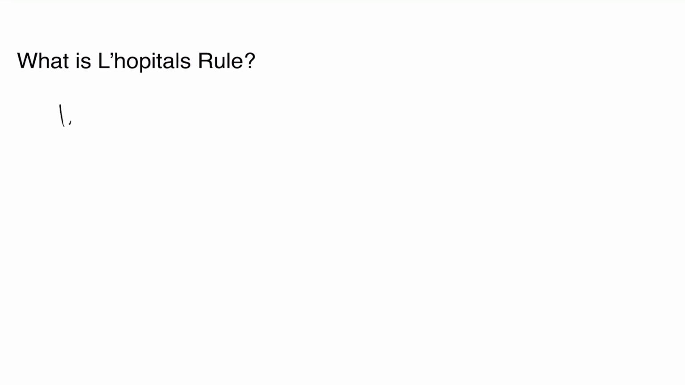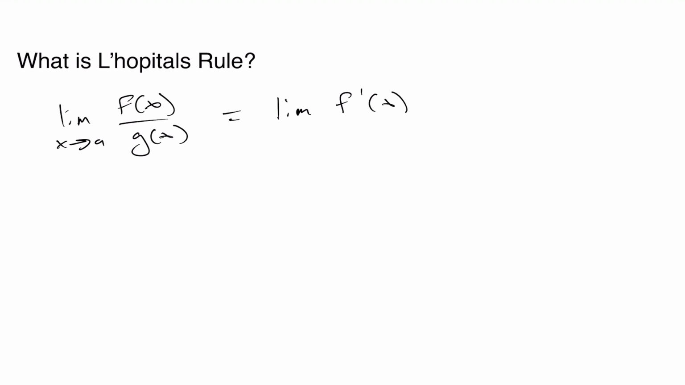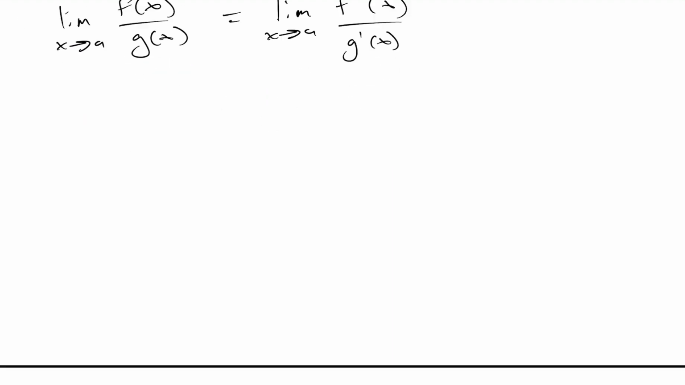So let's say you're given the limit of f of x over g of x as x approaches a. L'Hopital's rule states that this should be equal to the limit of f prime of x over g prime of x as x approaches a, so long as the limit on the right exists. In other words, take the derivative of the top and the bottom separately, then reevaluate the limit. Let's go over an example.